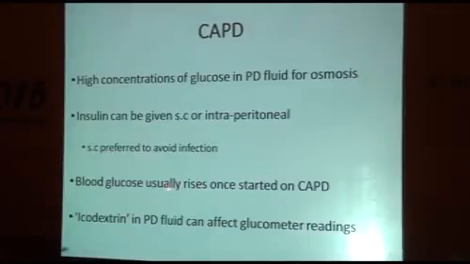So what we usually try is to go in for carbohydrate-free dialysates. One of them is icodextrin. But one defect with icodextrin replacement peritoneal fluid is that it will interfere with the glucometer readings. So that is also not free of any issues.